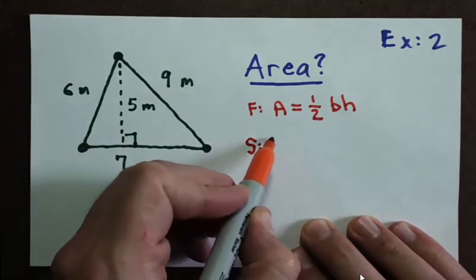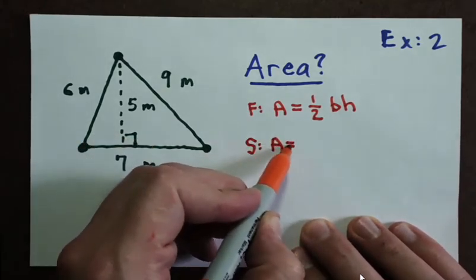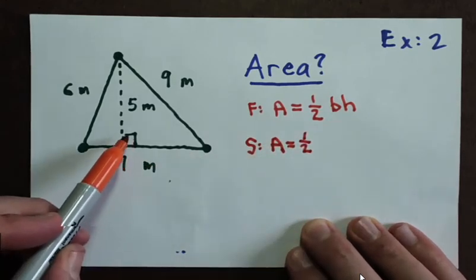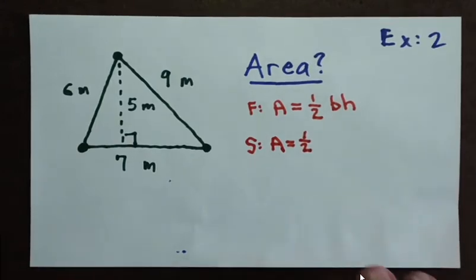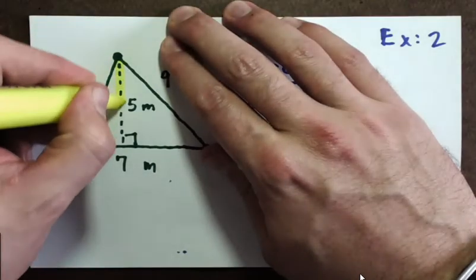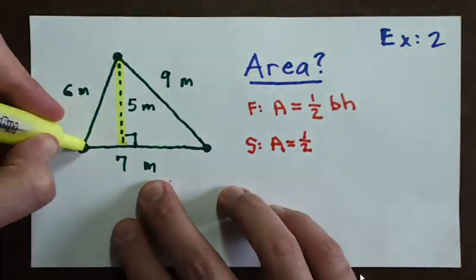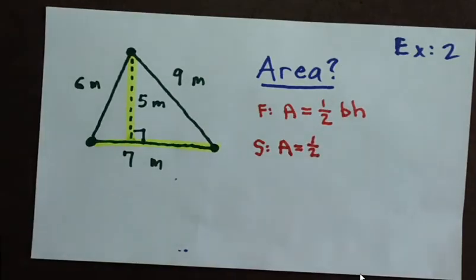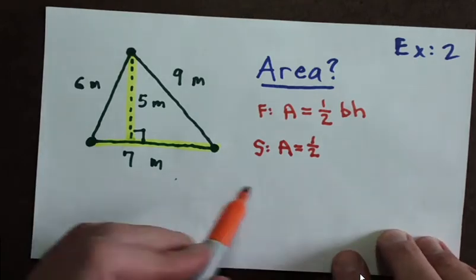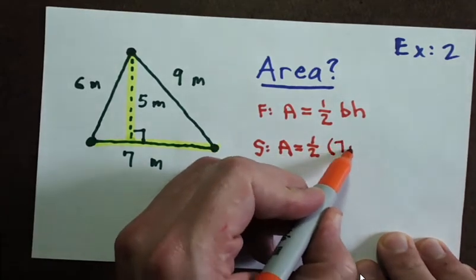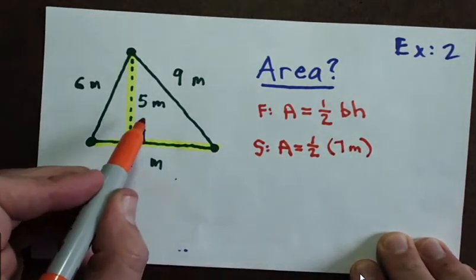Alright, now we're going to substitute and solve. So our area equals 1/2. Now in this case, here's our 90-degree angle. One of the things that you can do is just highlight your height and base. So take a highlighter. That's my height, and this whole thing is my base. Okay? And so our base is 7 meters, so we include our units. And our height is 5 meters.